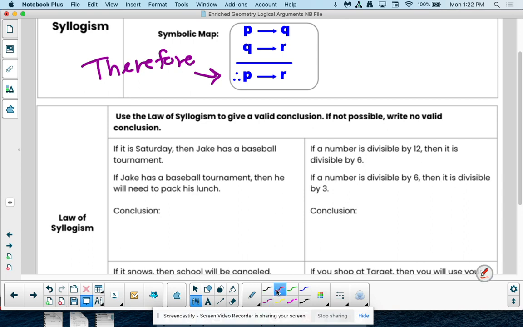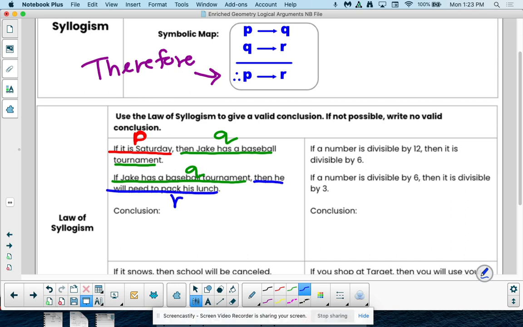Let's go back and label P, Q, and R. What would be P? If it is Saturday. You guys label that on yours? P. What's Q? Then Jake has a baseball tournament. Q. And then what would R be? Then he will need to pack his lunch as R.